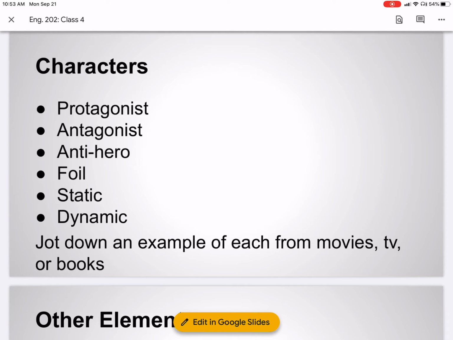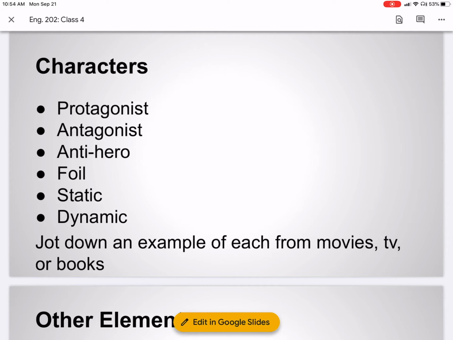Another character type is a static character. That's a character that does not change over the course of the story. It stays the same. If you think of characters from Family Guy, those characters are always the same, right? There might be a moment of clarity or lucidity where the character comes around, but then the very next episode, Peter's going to be Peter, right?